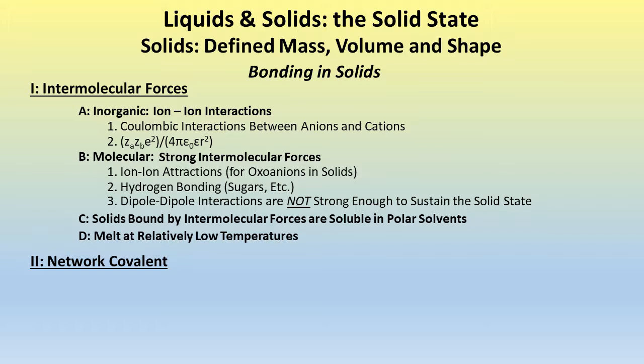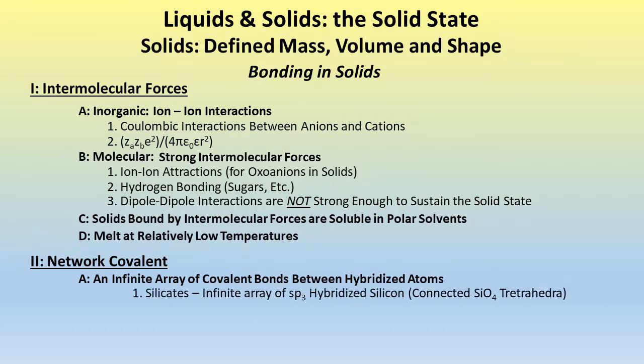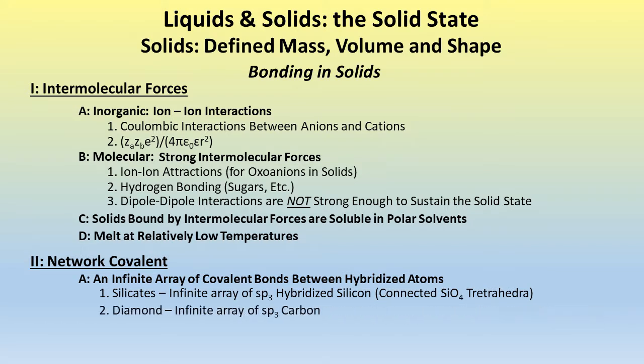Next, we have network covalent solids, which are very rare and are defined as an infinite array of covalently bonded atoms. Most commonly, in the Earth's crust, you have silicates, which are compounds made of an infinite array of sp3 hybridized silicon, connected SiO4 tetrahedra. More uncommon is diamond, which is an infinite array of sp3 hybridized carbon.